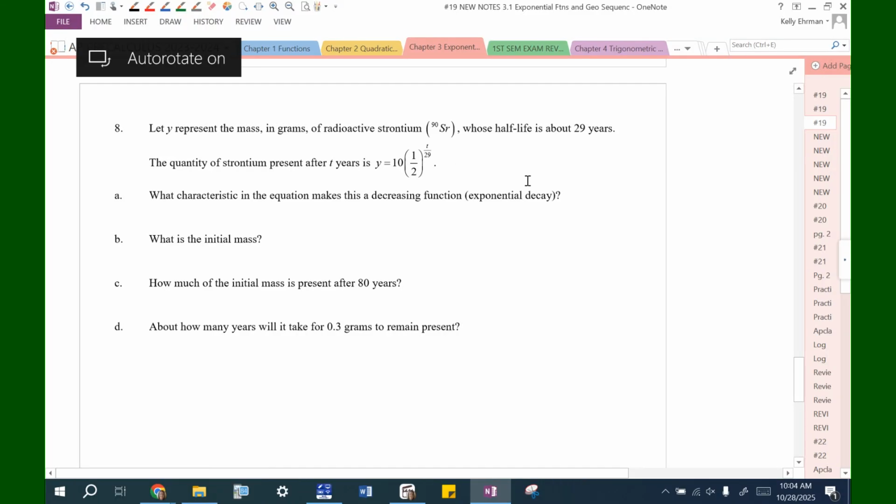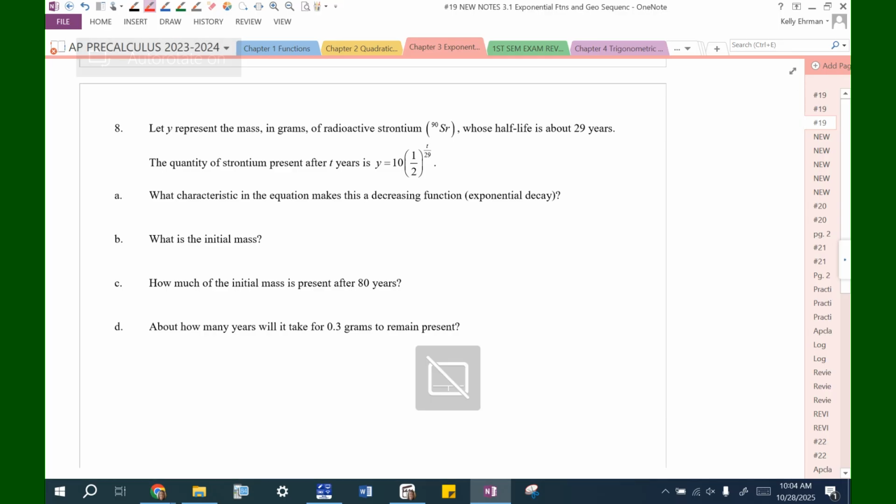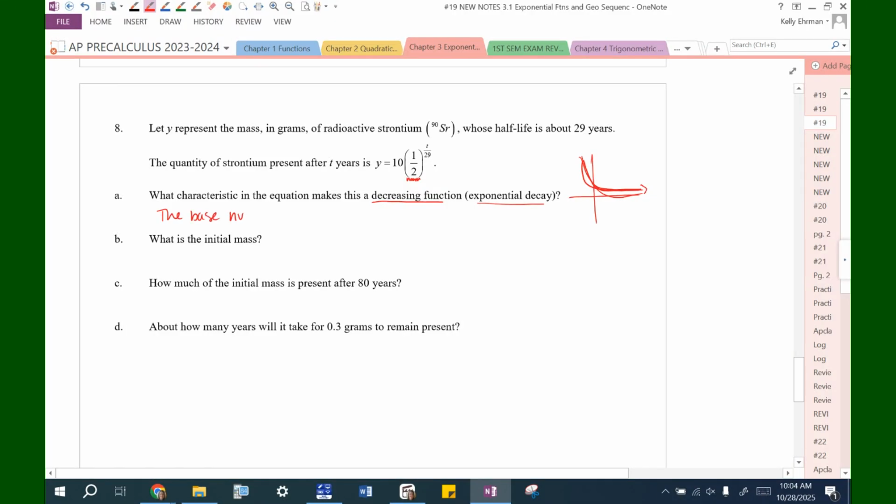What characteristic of the equation makes this a decreasing function, or exponential decay? It should look something like this, right? Oh, not dipping below, though. It should look like a decreasing function. Why is that? It's the fact that the base number is a fraction between 0 and 1. If that were 2 to a power, it would be growing, right? So the base number is between 0 and 1.